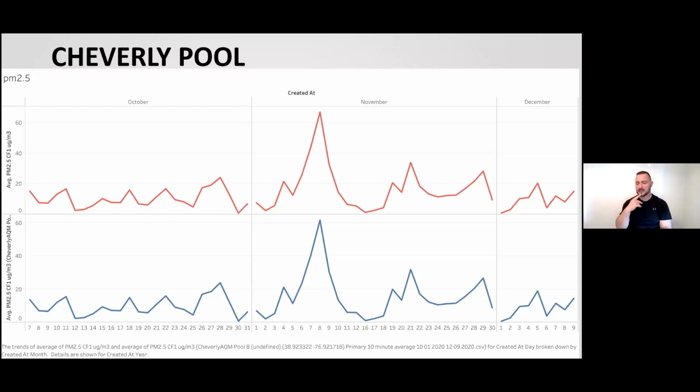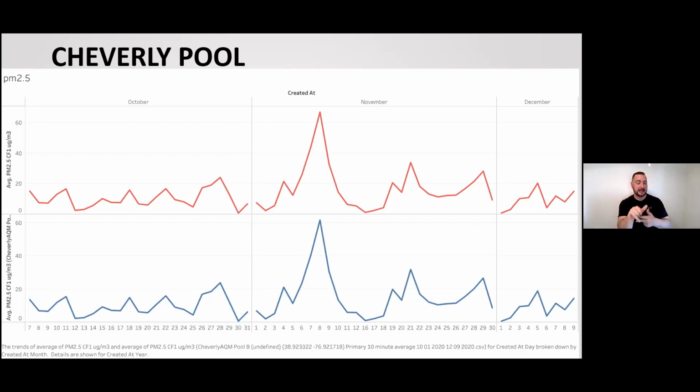Yes. All right, excellent. So what everyone is seeing here, there are 2 charts, and that's because this is the air quality from a sensor located at the Cheverly pool. Each monitor actually has 2 sensors on it. So the red chart above is one sensor and the blue chart below is a second sensor. They're basically identical because the sensors are located very close to each other on the monitor. So the air around those sensors should be the same.